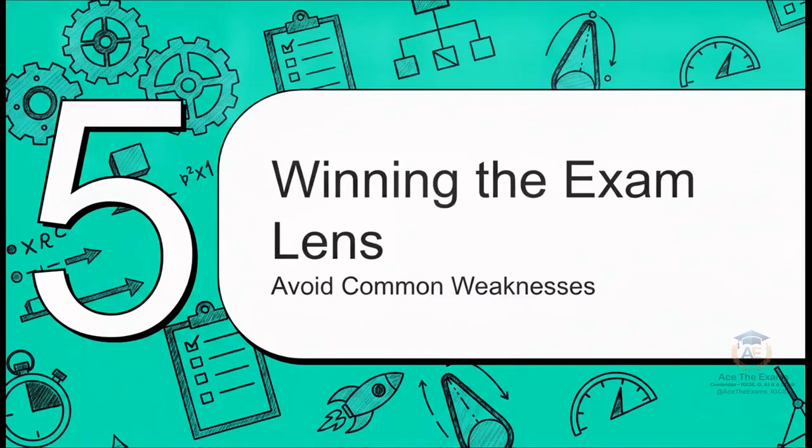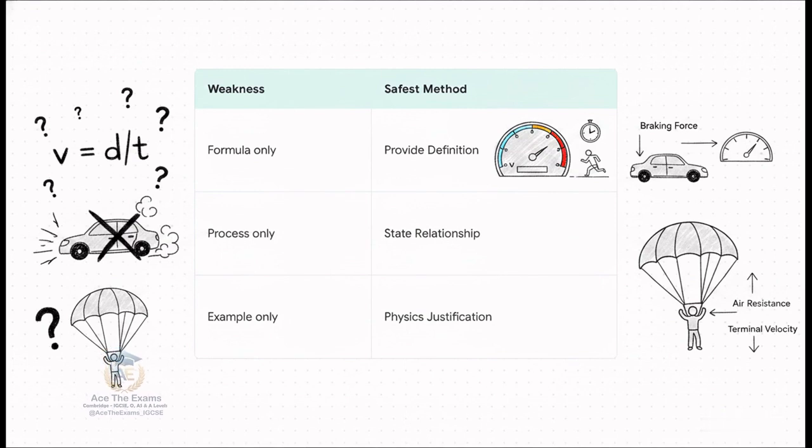Now let's move on to Challenge 2, Find the Flaw. We're going to apply this directly to the exam structure to ensure you aren't leaking easy marks. This table is your ultimate cheat sheet. It contrasts the most common student errors with the safest methods. Let's find the flaw in how you might be writing right now.